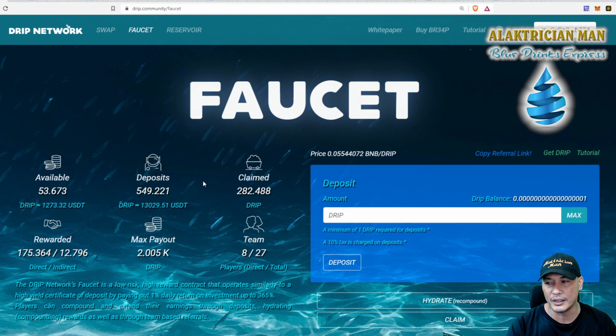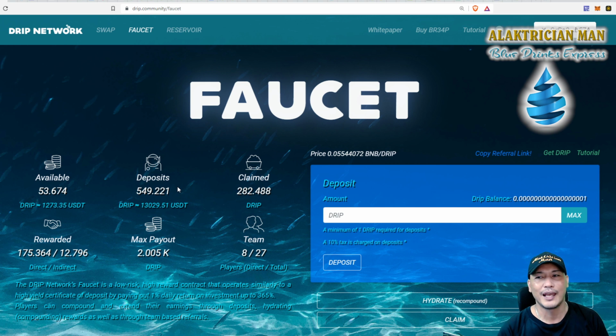Now, anything that you put into the system, any coins you have here, you cannot claim those coins. You cannot withdraw those coins. So your investment is in there. It's locked in, okay? Try to think of it this way.